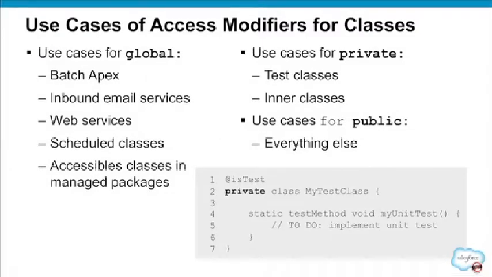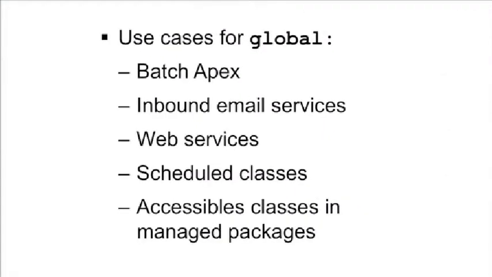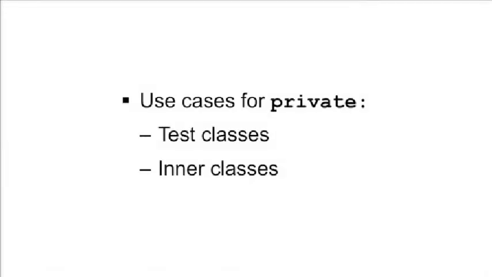So here are the use cases for utilizing global and utilizing private. If you're going to create some batch Apex, then it must be contained within a global class. If you're creating an inbound email service or a web service, it must be contained within a global class. Same thing goes for scheduled Apex. And the final use case has to do with what I was describing with respect to AppExchange applications. You want your customers to be able to call your code directly via the interfaces that you provide them via your global classes.